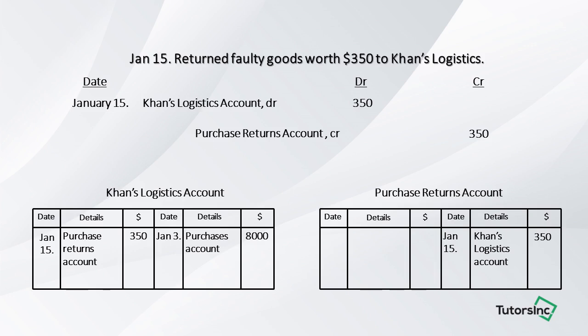Similarly, the second entry would be recorded on the credit side of purchase returns account, and the name of the account is going to be Khan's Logistics account. In both cases, the date is going to be January 15 and the amount is going to be $350.